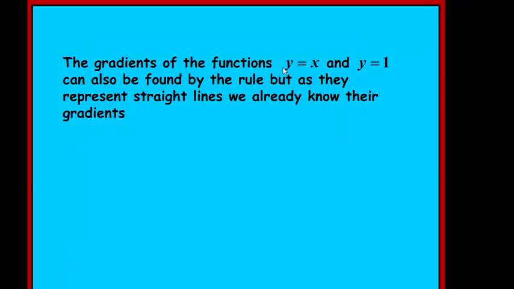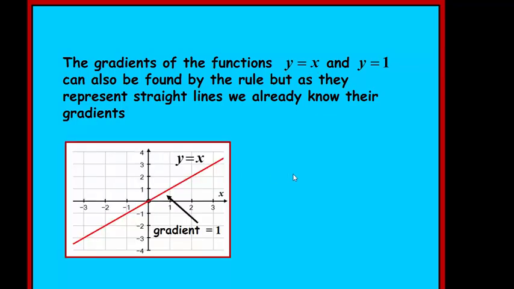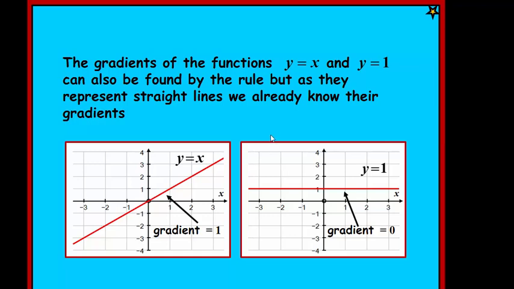We can also find gradients of functions like y equals x and y equals 1. But they're straight lines, and we actually know what the gradients of these lines are. y equals 1 is a horizontal straight line with no gradient at all. y equals x will just have a gradient of 1. For every 1 that x goes up, y will go up 1 as well. Like so.